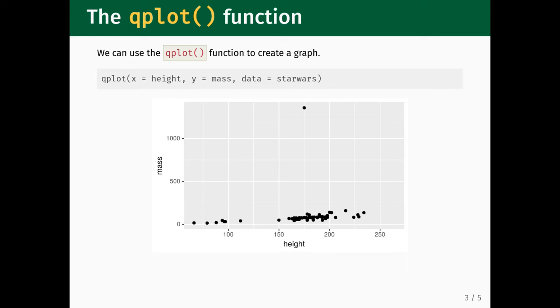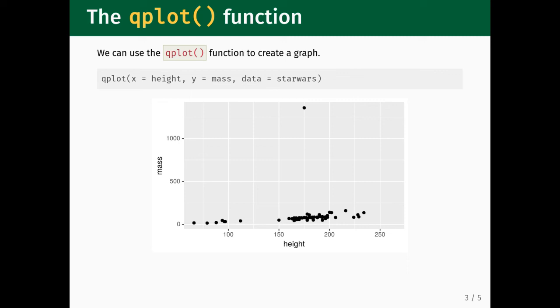But how does R know how to do this? If you compare the code and the graph, you might be able to see how each of the inputs has affected the output. In our code, we said that the x parameter equals something called height, and in the graph we see that height has been plotted on the x-axis. Similarly, the y-axis is called mass. But where did height and mass come from?